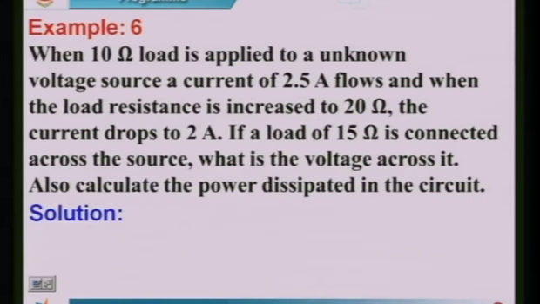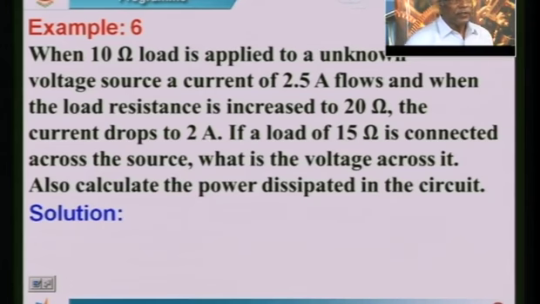The next problem: when a 10 ohm load is applied to an unknown voltage source, a current of 2.5 ampere flows, and when the load resistance is increased to 20 ohm, the current drops to 2 amperes. If a load of 15 ohm is connected across the source, what is the voltage across it? Also calculate the power dissipated in the circuit.